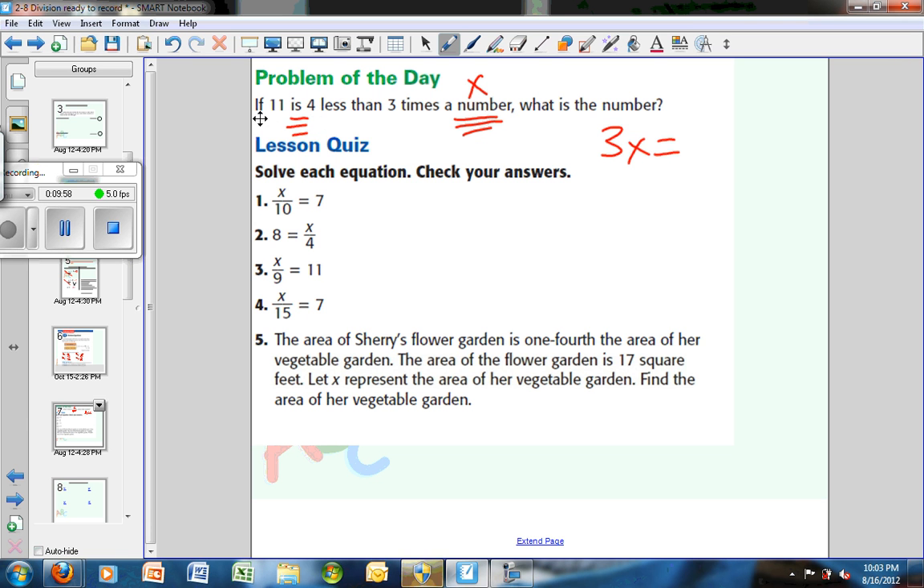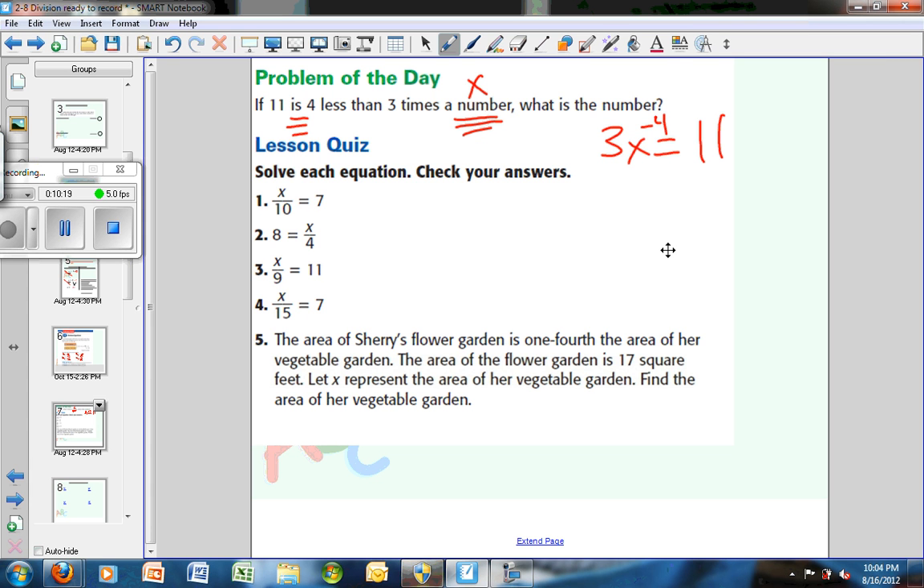So 11 is 4 less, or we could say 11 is equal to 4 less. So I'm going to put the 11 over here. Let's read again. If 11 is 4 less than 3 times a number, so it's going to be 4 less than 3 times a number, what is that number?